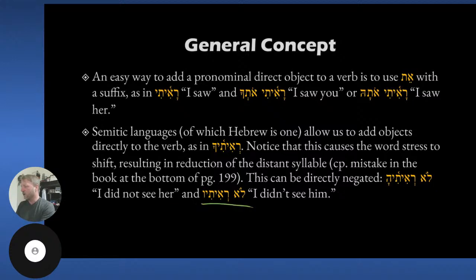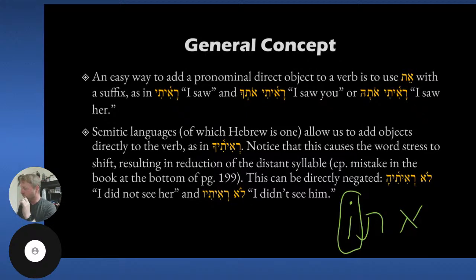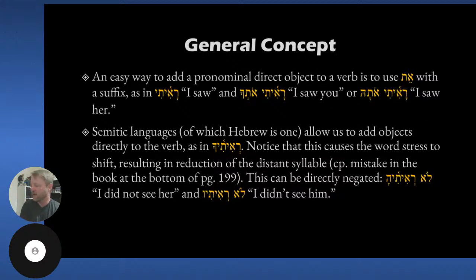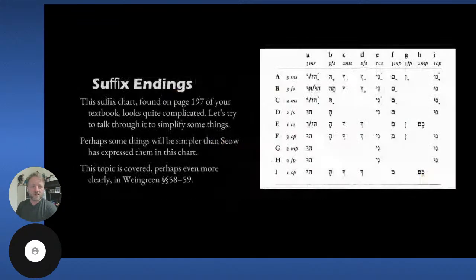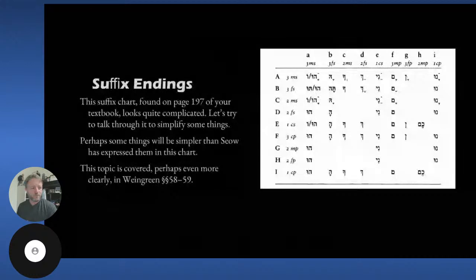And similarly, the o in oto, the important part is the vav, not the o sound, but the vav. So ra'iti, you add a vav, and it's not ra'iti o, but re'itiv. The iv ending, the v, is him. Lo re'itiv. I did not see him. Okay. This is the table that the book provides for us on page 197.